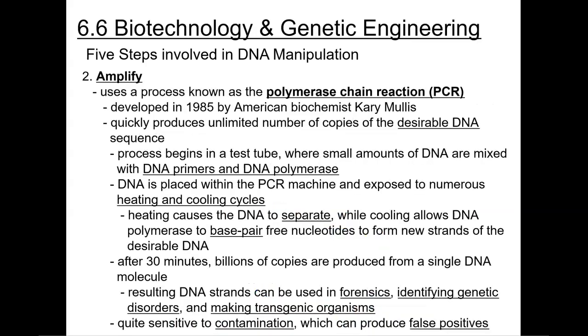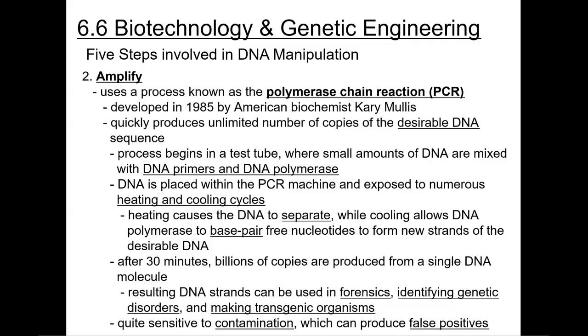After you're able to do this, then you're going to go to the second step, which is called the amplification step. So we amplify. We're going to use a process known as polymerase chain reaction, or PCR, that was developed in 1985 by American biochemist Kary Mullis. This is going to help to quickly produce unlimited numbers of copies of that desirable DNA sequence. Now that's important because if you're just working with one, you need to be very careful.